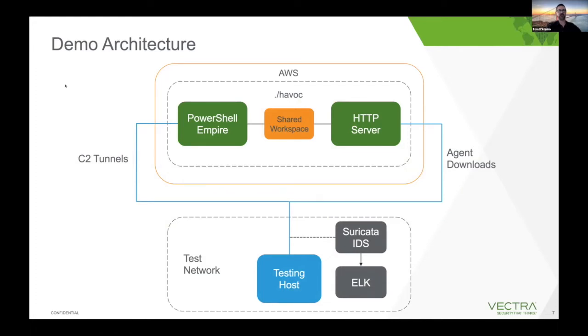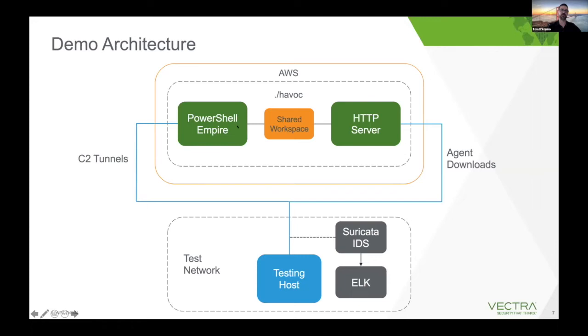So the demo architecture, I'm actually going to do a live demo of these two platforms working together, PowerShell Empire and Havoc. And this is the demo environment that we're working with. Basically, we have in AWS a Havoc deployment, which is going to have a PowerShell Empire container, an HTTP server, a web server container, a shared workspace between them, and basically we're going to launch.